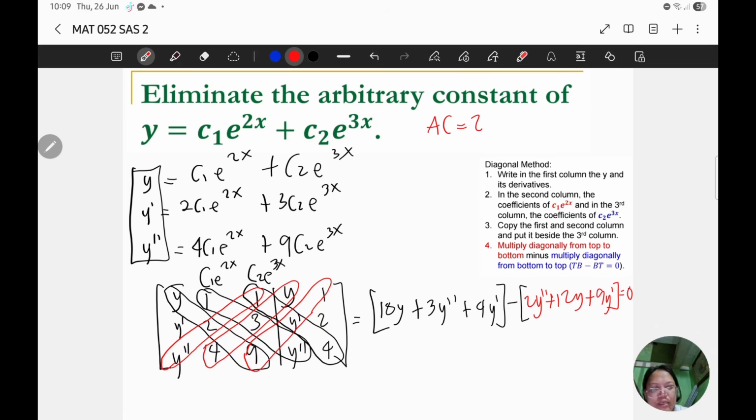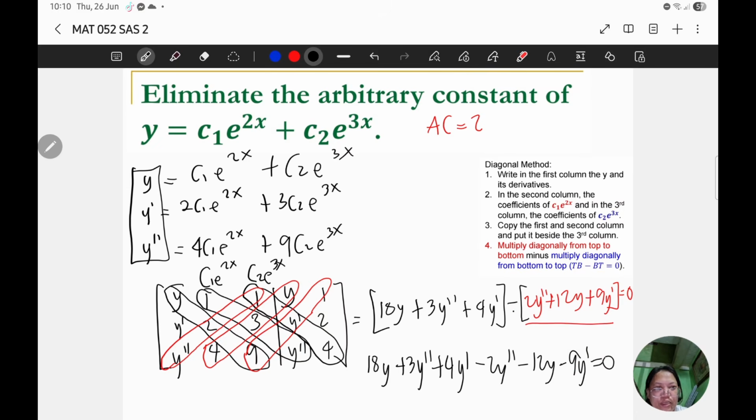Then, distribute the negative to these terms. So, just copy the first term. This becomes 18y plus 3y double prime plus 4y prime. Then, distribute the sign to each term. So, negative times 2y double prime is negative 2y double prime. Negative times 12y is negative 12y. Negative times 9y prime is negative 9y prime equal to 0.